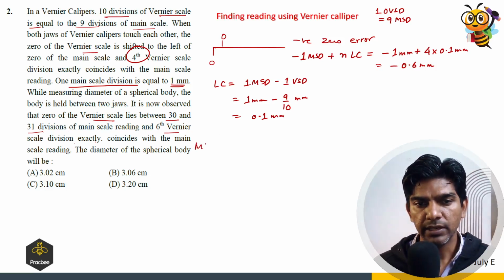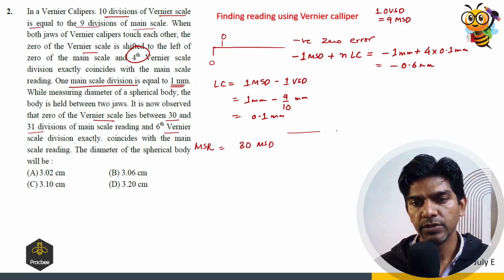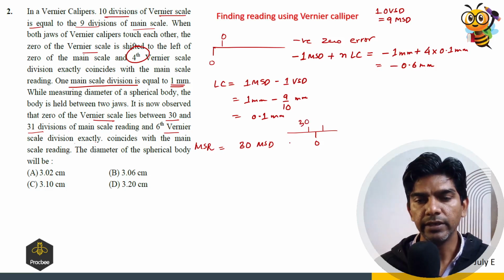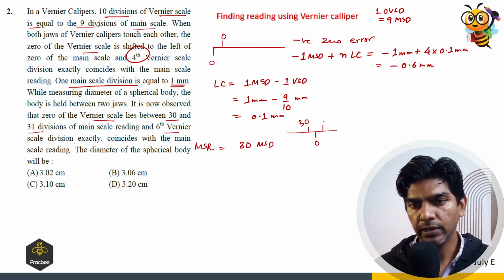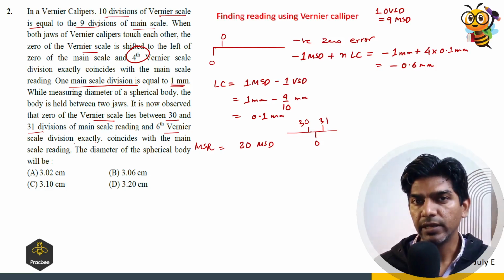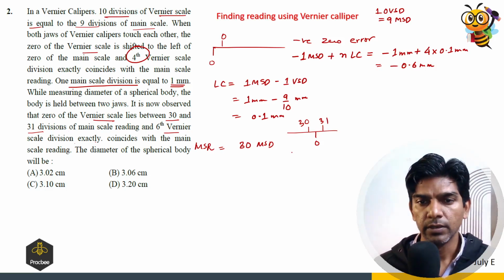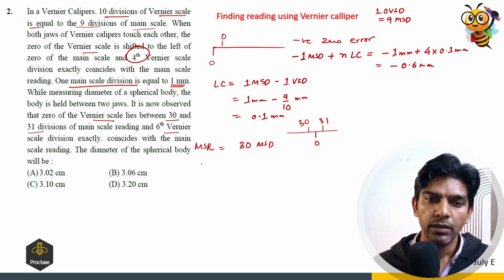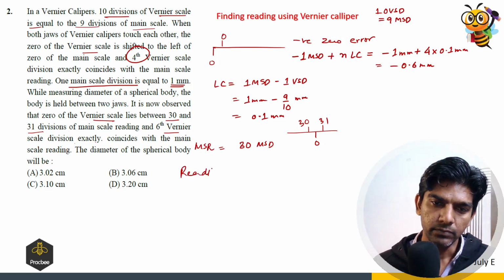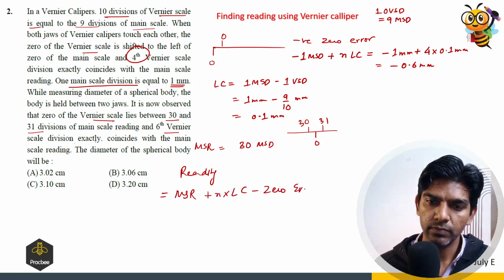So main scale reading will be 30 MSD, right? Because if I show you the zero of the Vernier scale, to the left of this we have 30 divisions on the main scale, and here we have the 31st, and the reading on the main scale to the left of the zero of the Vernier scale is 30. So it will be 30 times MSD. So reading is main scale reading plus n times least count minus zero error.